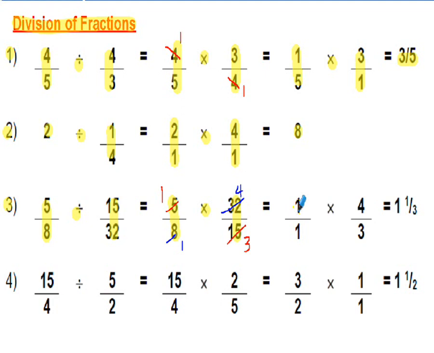So the problem simplifies to 1 upon 1 multiplied by 4 upon 3, which is an answer of 4 upon 3, or as a mixed number, it's 1 and 1/3.